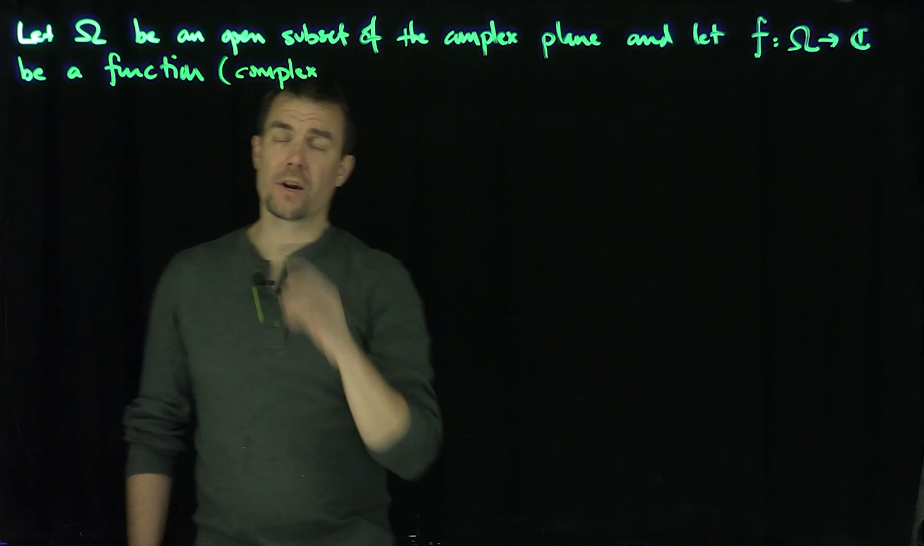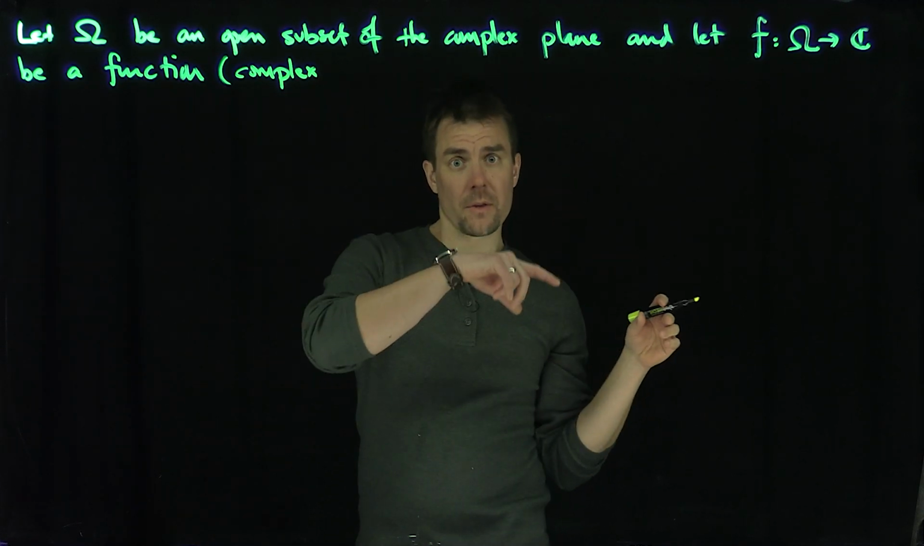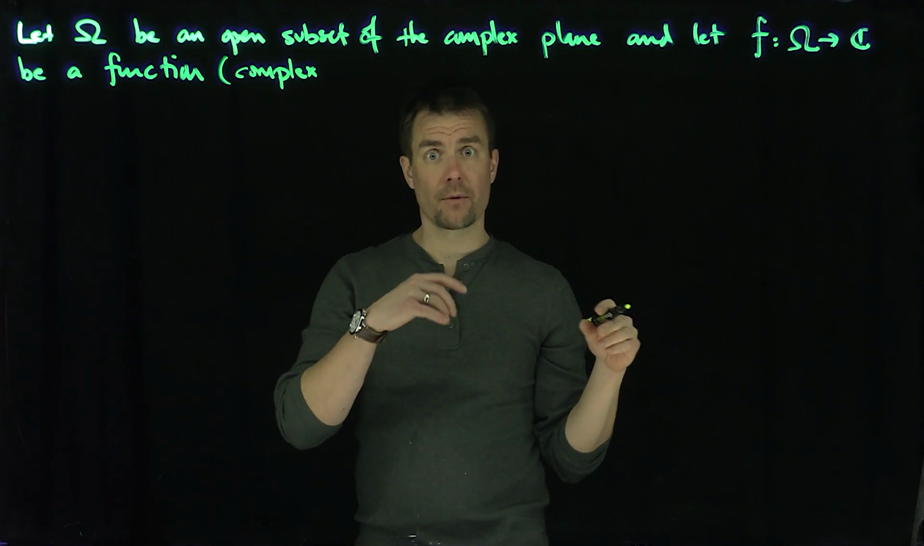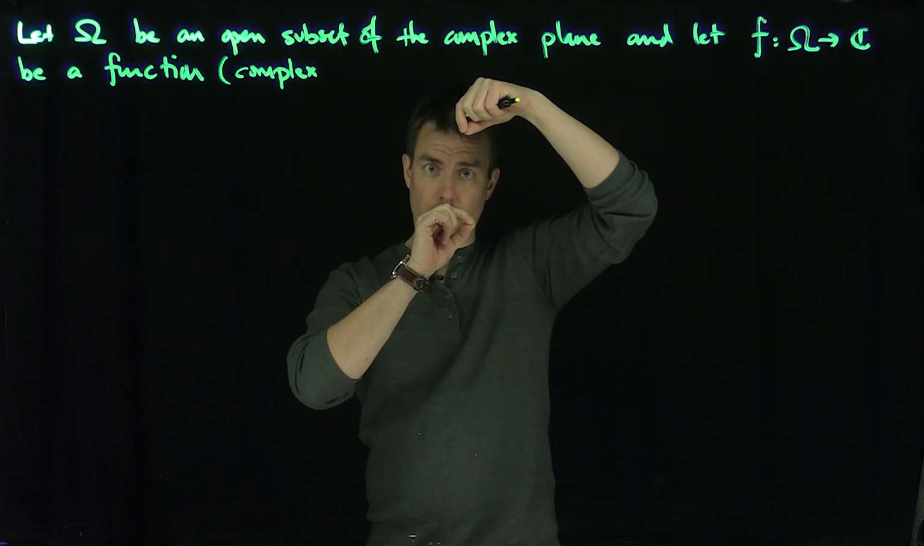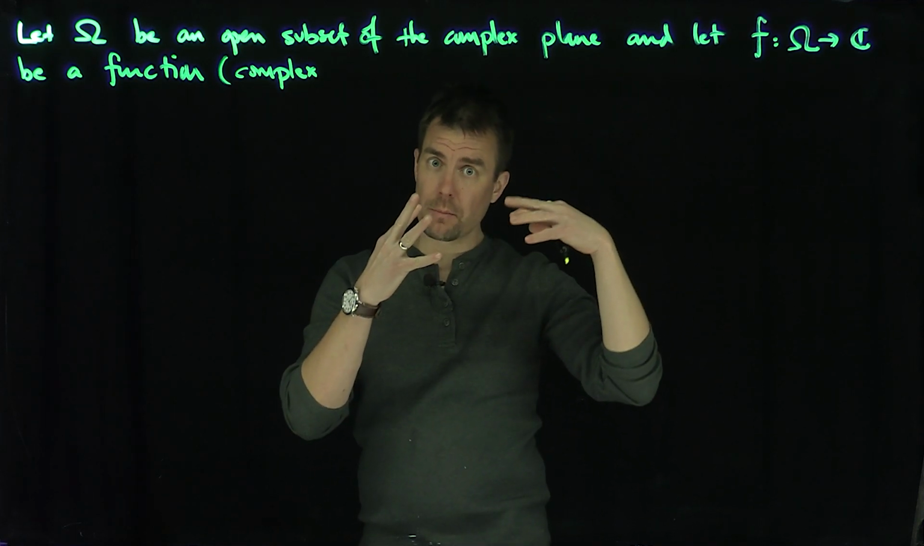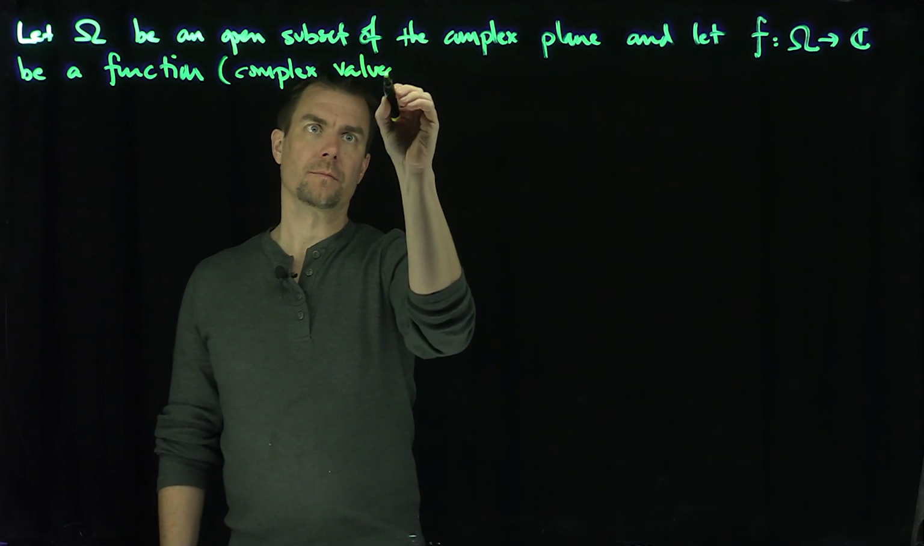Remember, what's a function? A function is a codomain, a domain, and a rule which for every element in the domain there's exactly one element in the codomain. In other words, there cannot be two elements in the codomain for one element in the domain. That's what a function means. And so we call these complex valued functions.